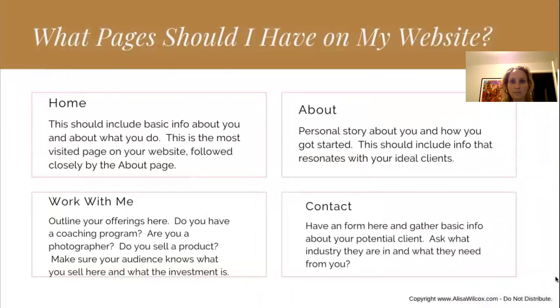Okay, so what pages should you have on your website? You should have a home page, an about page, a work with me page, and a contact page. If you are running any kind of special program and you want to highlight that, by all means, add a page here, but in the navigation itself, it should be really simple. If you offer more than one thing under work with me, for example a one-on-one program, coaching, a group program, teaching something, a live workshop or a live event, you can have a drop-down menu under work with me, and people will know where to find you.